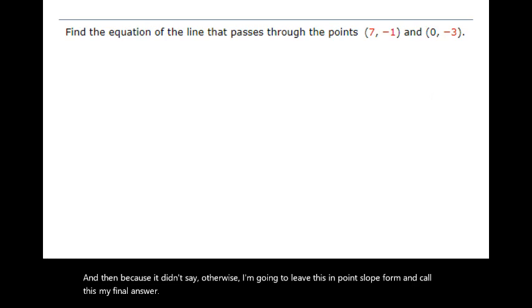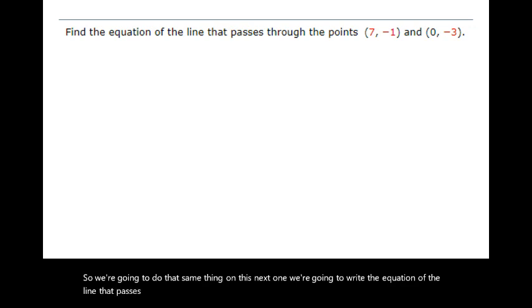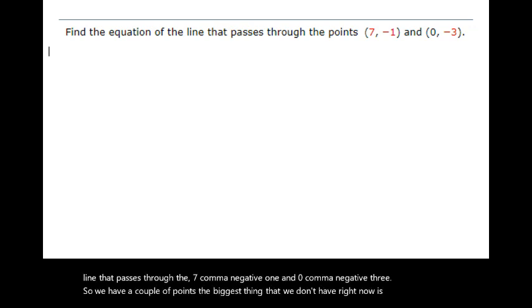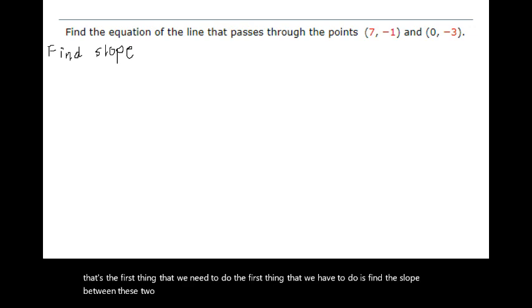So we're going to do that same thing on this next one. We are going to write the equation of the line that passes through the points 7, -1 and 0, -3. So we have a couple of points. The biggest thing that we don't have right now is the slope. So that's the first thing that we need to do: find the slope between these 2 points using the slope formula.